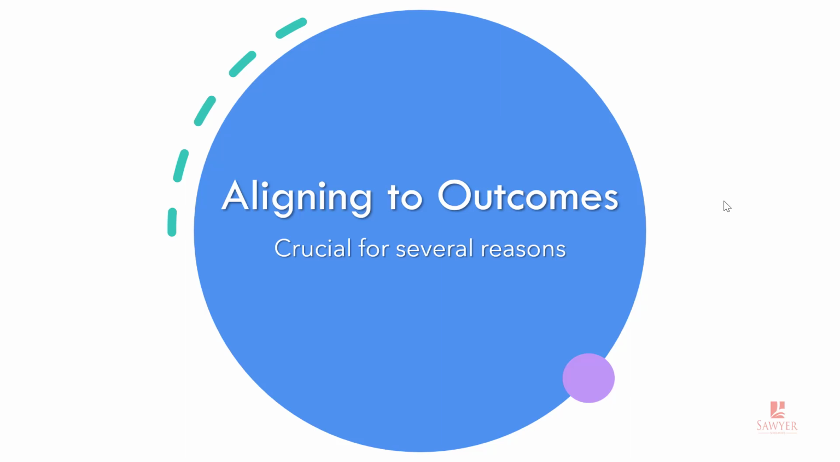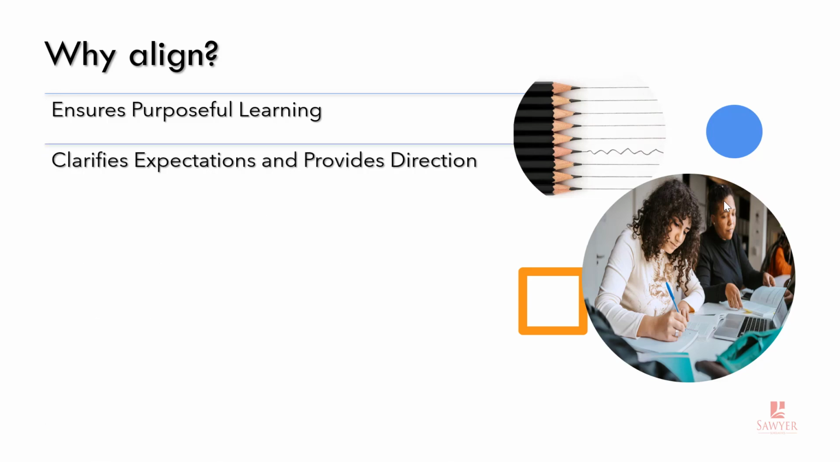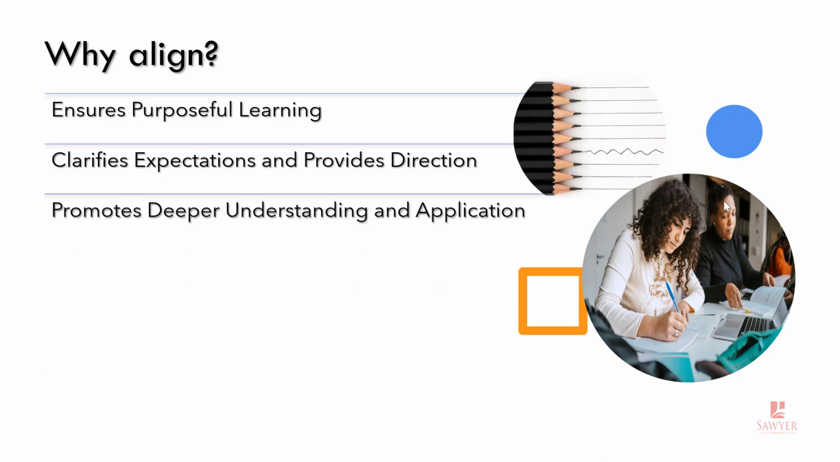Not always, though. So if that doesn't happen and you have to come up with stuff on your own, just remember to align them so that there is purpose to what you're doing, okay? So, of course, why do we align? It ensures purposeful learning, as I just said. It clarifies expectations and provides direction, of course, and then it promotes deeper understanding and application.